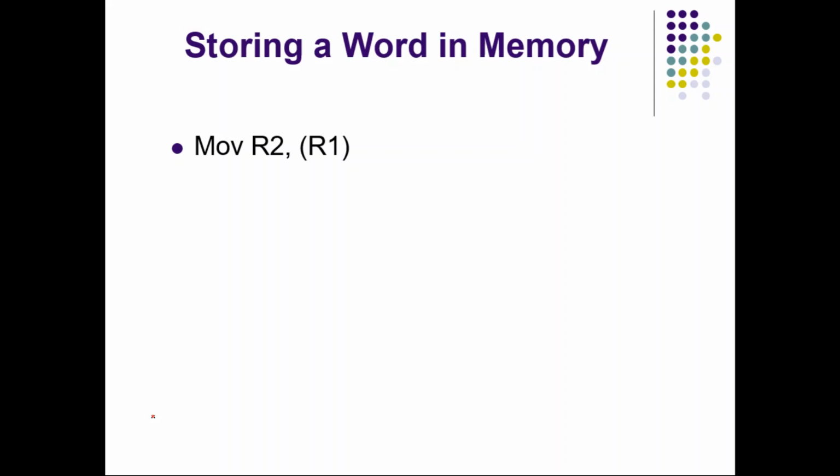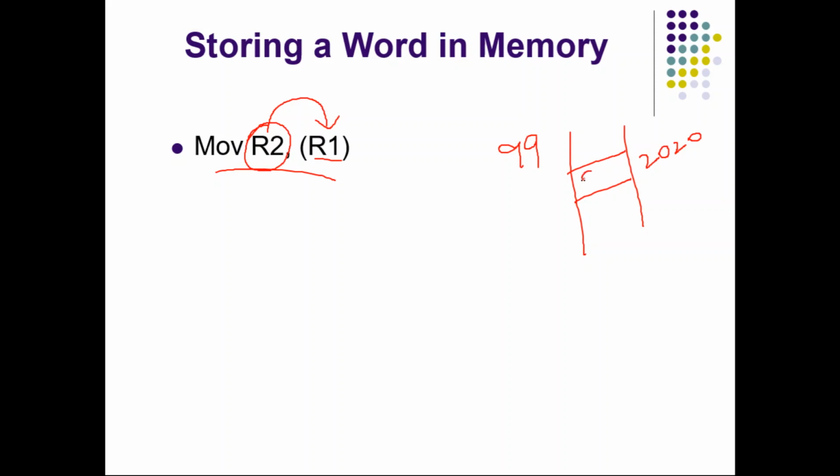How will we store a word to memory? Let us take this instruction, move R2 comma R1, which means R2 contains some data that we want to move to the memory location specified by R1. Say R1 refers to the memory location 2020. Let us say R2 contains some data, say 99. This should be written to this memory location. 99 should be written.